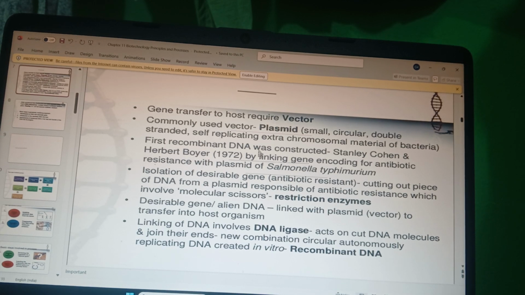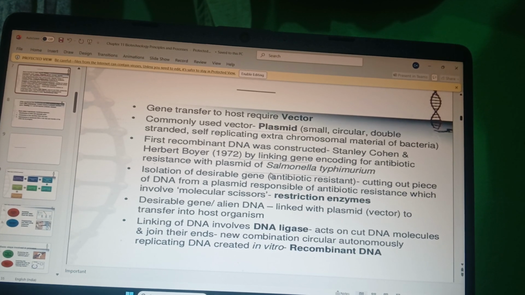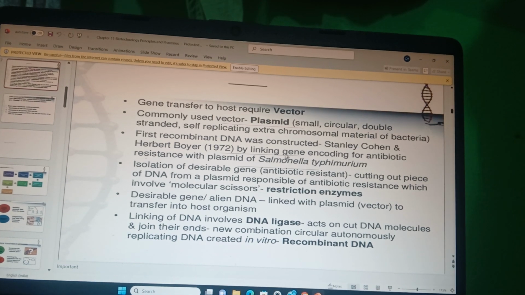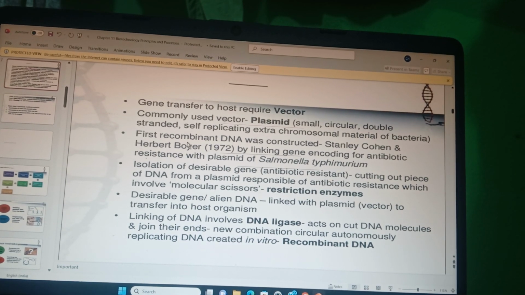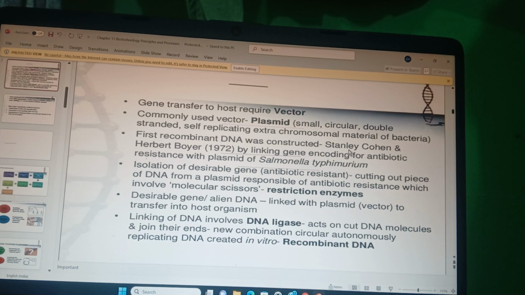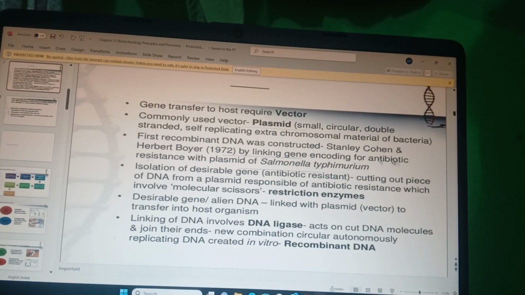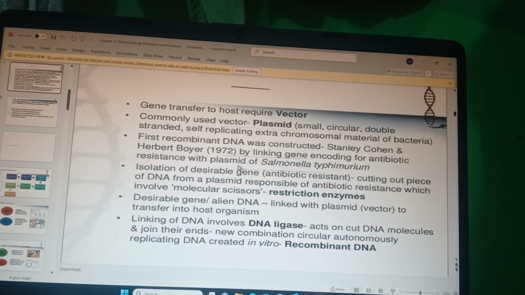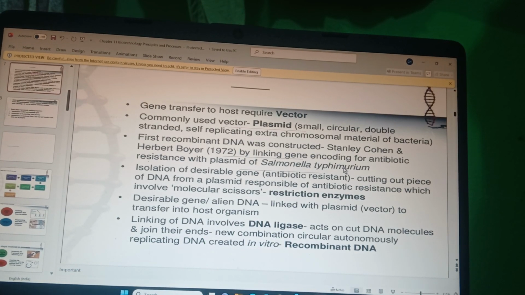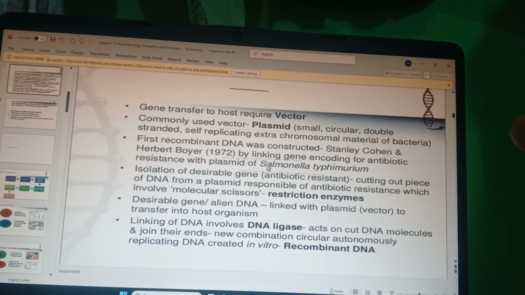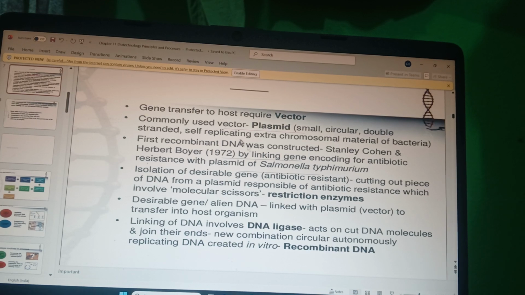Then this is the first recombinant DNA. This experiment is important. You look, this first recombinant DNA was constructed by Stanley Cohen and Herbert Boyer in 1972 by linking the gene encoding antibiotic resistance with the plasmid of Salmonella typhimurium. Okay, first you look, then you make the copy, otherwise you cannot understand.